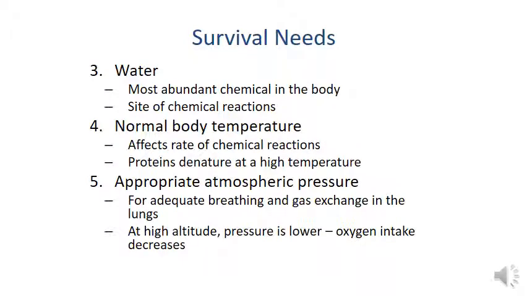Water. Water is important for those chemical reactions, but also for our blood. Body temperature. If the body temperature is too high or too low, that's going to affect our nervous system. And then the atmospheric pressure. Just know that this one is for breathing. If the pressure is too low, meaning if the amount of gas is too low, then oxygen intake decreases. So that's what happens at high altitudes. Pressure is lower, meaning the amount of gas is lower, and so then the oxygen intake is less as well.